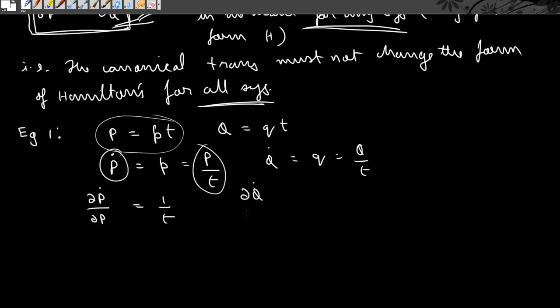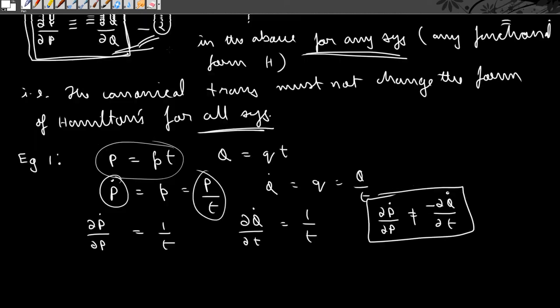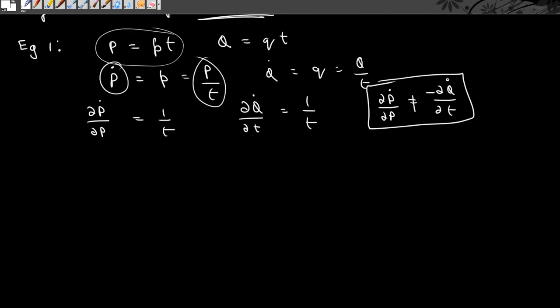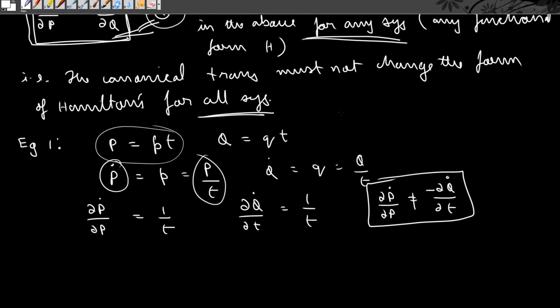Similarly, if I calculate ∂Q̇/∂t, this is equal to again 1/t. So if you notice here, the relation ∂Ṗ/∂P is not equal to minus ∂Q̇/∂t, because they both are equal, not negative of each other. So since equation 2 is not satisfied, this is not a canonical transformation.